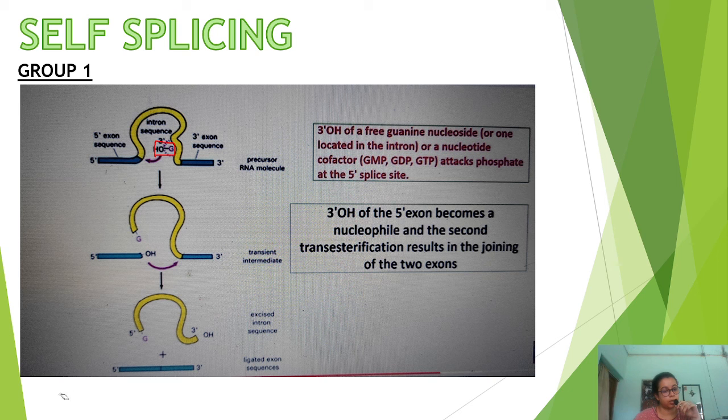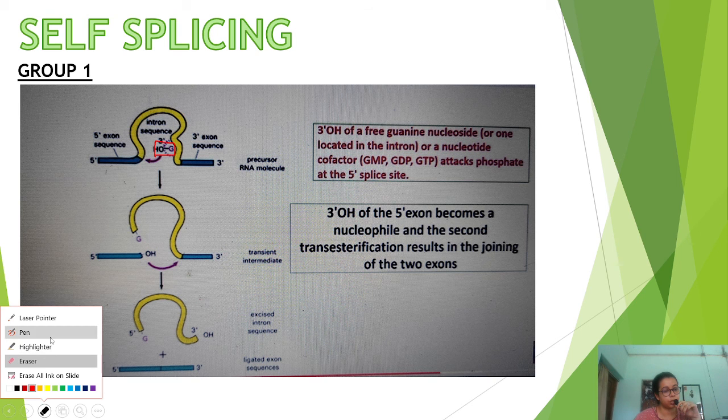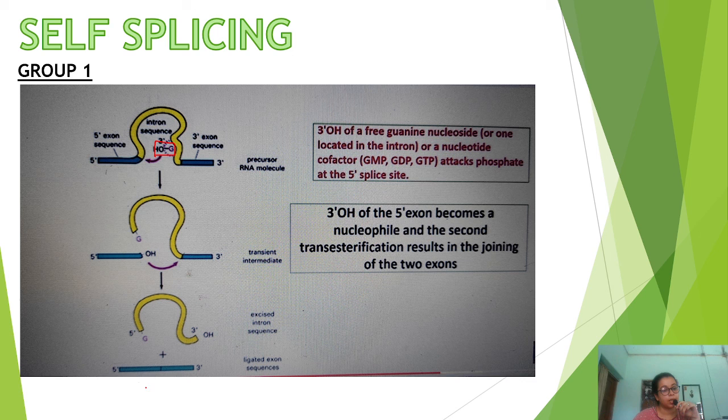The intron is in the linear shape. This is very much important to be understood. Next, the exons are joined. The 3' OH of a free guanine nucleotide located in the intron. Here you must remember that the branch point is the guanine, not adenine.